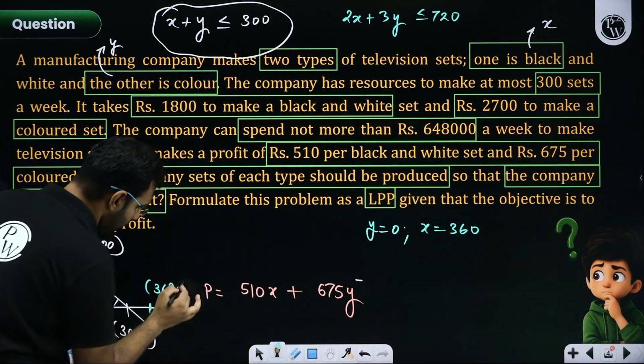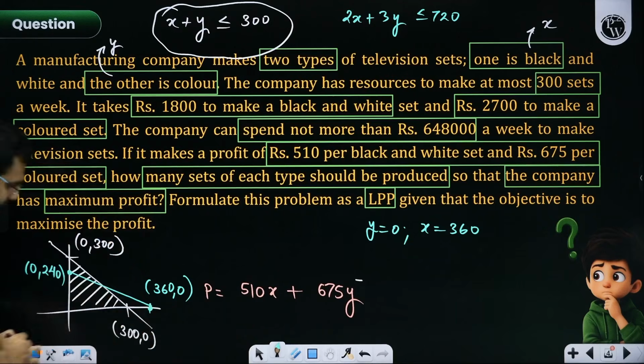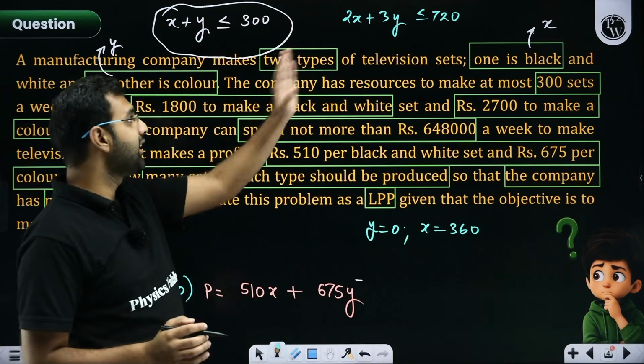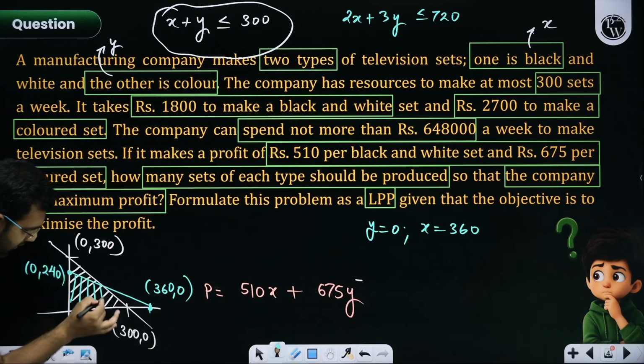Everybody getting this? Yes or no? So if I draw this, the straight line will be drawn somewhat like this. Now this also says less than or equal to 720, so the region below this line. So now I am interested in this region.